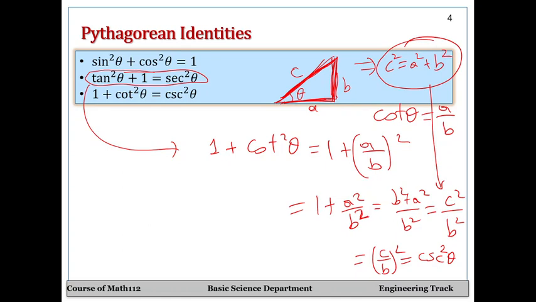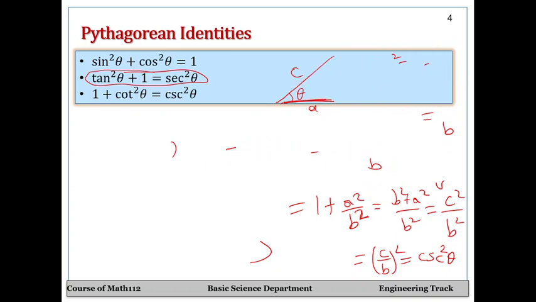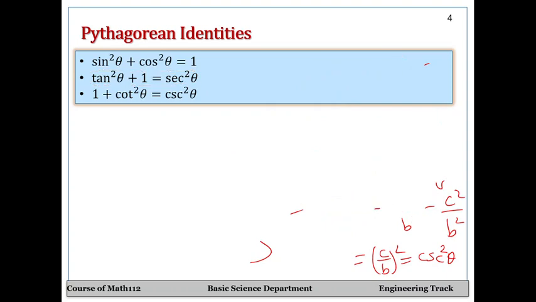So we get now this one. They all follow from the right triangle. For the acute angle, it follows from the right triangle. We call them Pythagorean identities because they all follow from the Pythagorean theorem. We have seen it.